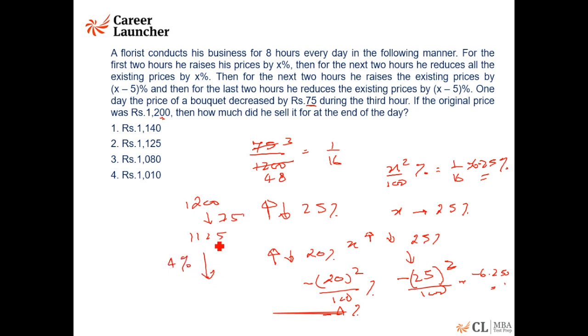What is 10%? 11.25, 112. 1% is 11.25. So 4% should be 11.25 into 4, which is equal to 45 rupees. So my answer should be 1125 minus 45, equal to 1080.